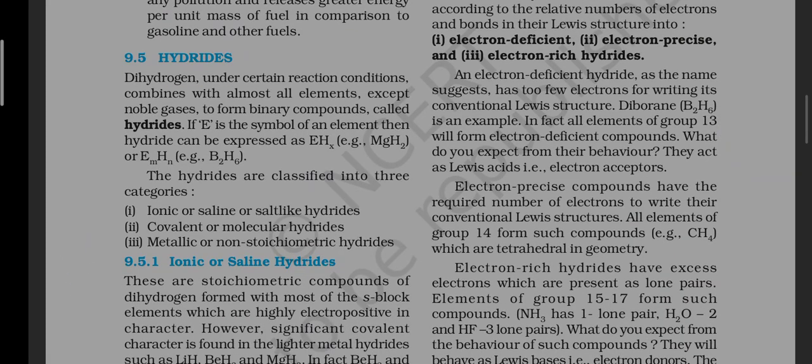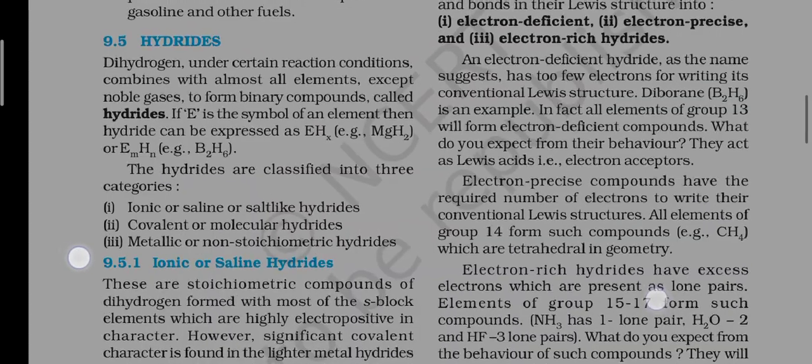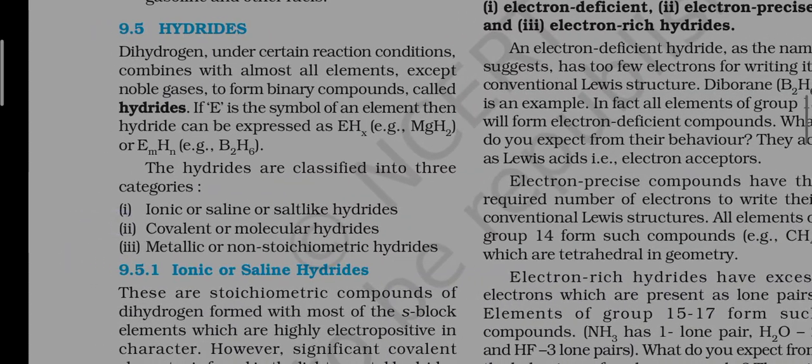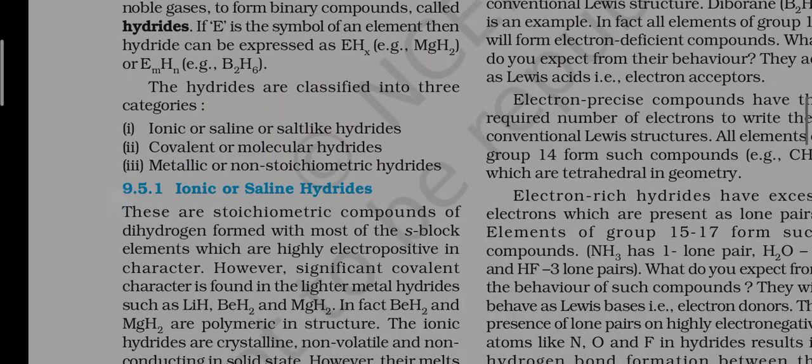Now we will read about hydrides. Dihydrogen under certain reaction conditions combines with almost all elements except noble gases to form binary compounds called hydrides. If E is the symbol of an element, then hydride can be expressed as EHx. Example, MgH2.